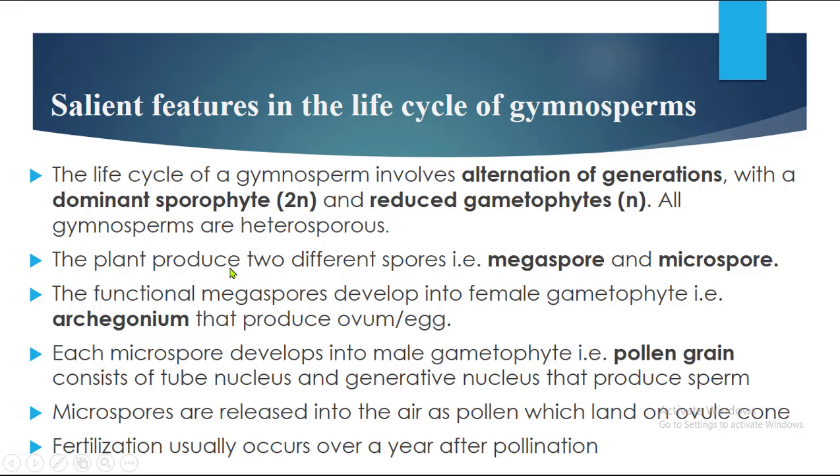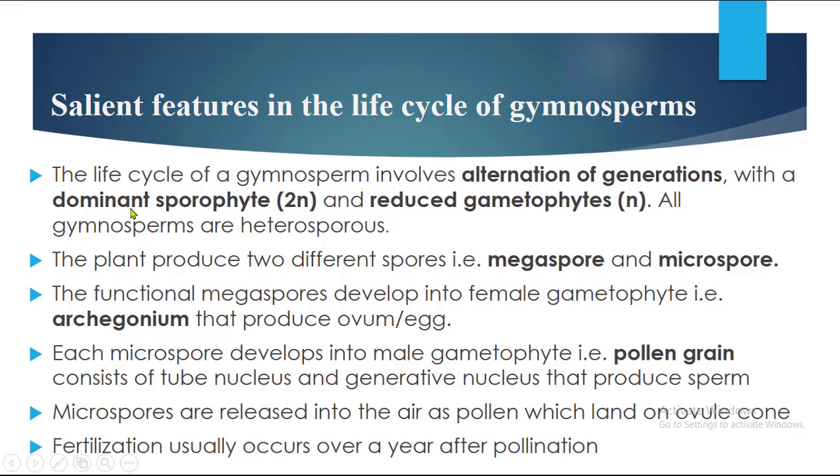So gymnosperms also produce two different spores, namely megaspore and microspore. Megaspore will give rise to female gametophyte and microspore will give rise to male gametophyte. So what happens? The functional megaspore develops into female gametophyte, that is archegonium, that produces the ovum. So here is how the sporophyte is giving rise to gametophytes.